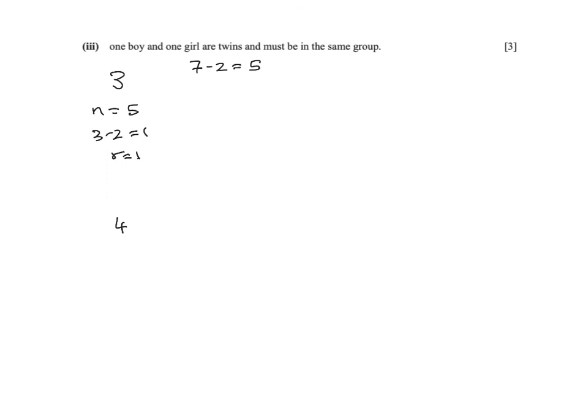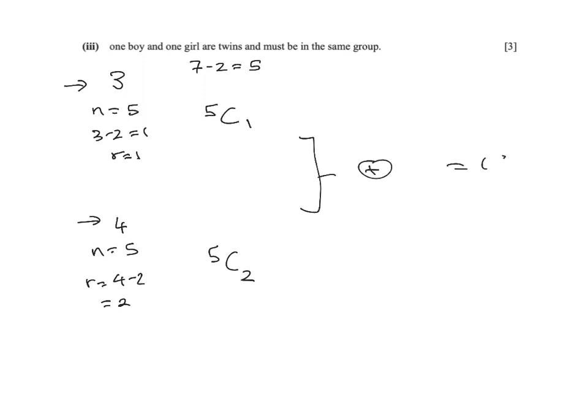So if the twins are in the group of 3, it is equal to 5 choose 1. In the group of 4, N is still 5, as the two children who are twins are already guaranteed to be in this group. But R would be equal to 4 minus 2, which is equal to 2, as only 2 more people out of the 5 potential people can join this group, giving us 5 choose 2. Here are the 2 different possibilities of the twins being in the same group, whether they're in the group of 3 or in the group of 4. And so we sum up the possibilities, giving us 15, as 5 choose 1 is equal to 5, and 5 choose 2 is equal to 10.